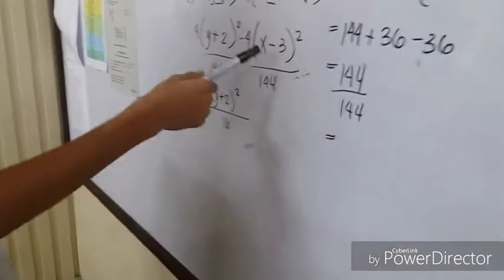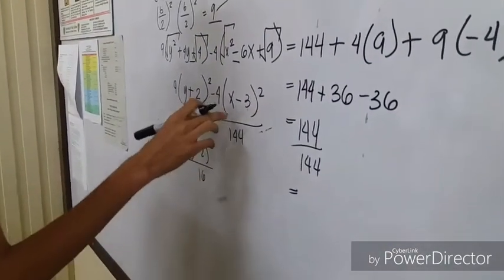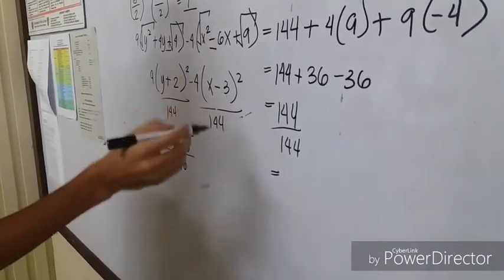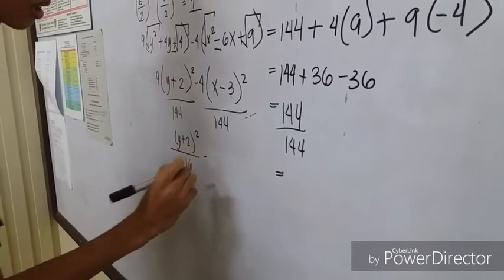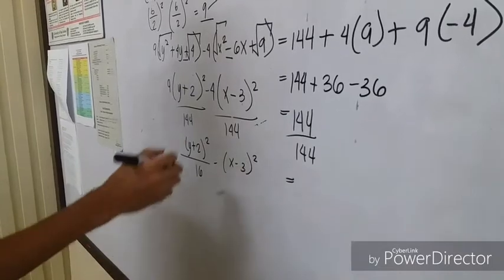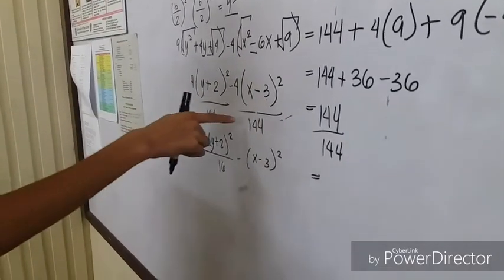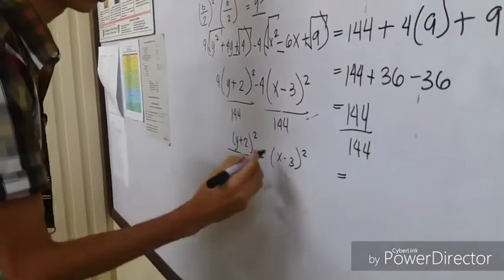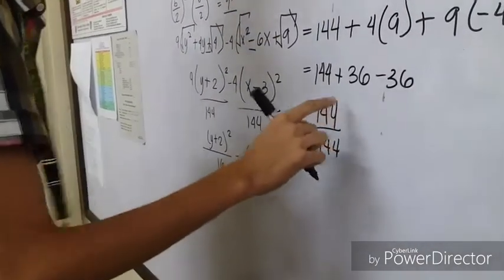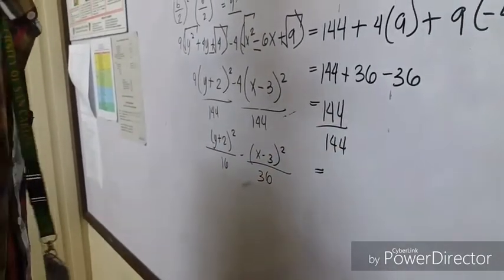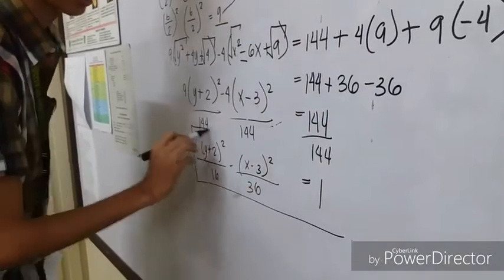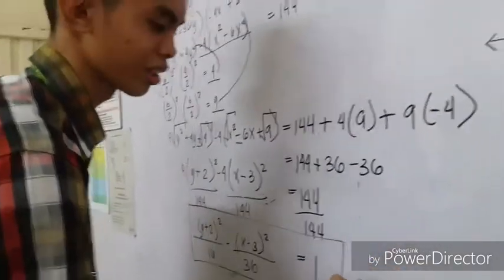Then we copy again the values inside the parentheses as our numerator, and we must not forget the symbol negative. So copy negative x minus 3 squared. Then over negative 8. Then 144 divided by 4 is equal to 36. Then when we divide 144 by 144, it is simply equal to 1. Then we get our standard form.